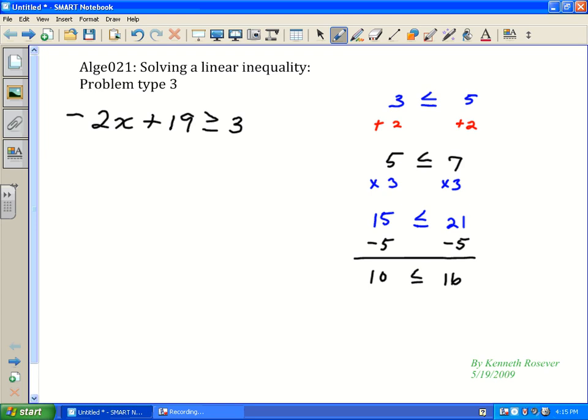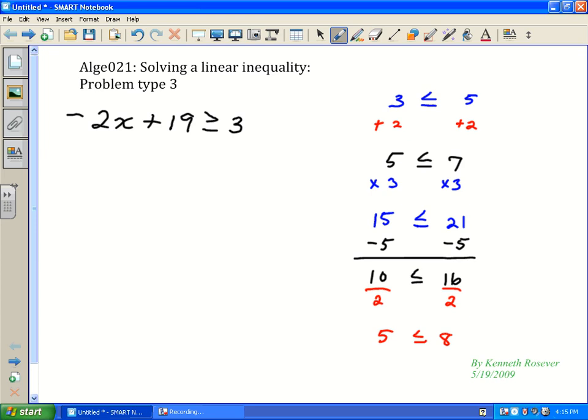However, we do run into a problem a little ways down the road. Let's try dividing. Let's see what happens. 10 divided by 2 is 5, which is less than or equal to 8. Is that true? Yeah, it is. So that's not a problem. In fact, you won't run into a problem when you add, when you subtract, when you multiply or divide, unless you are multiplying or dividing by a negative.